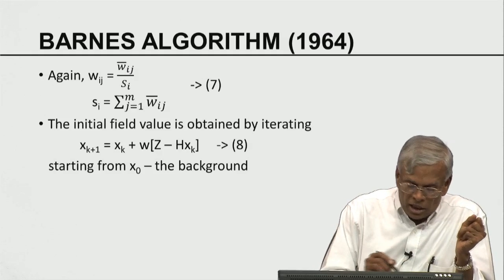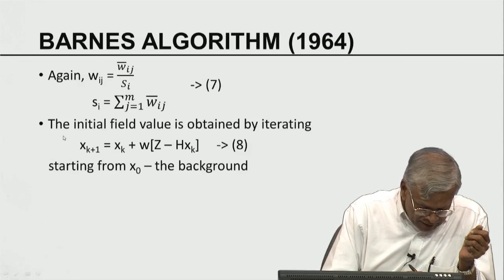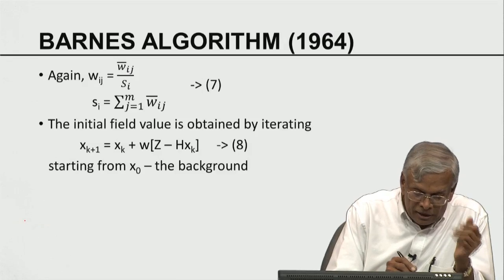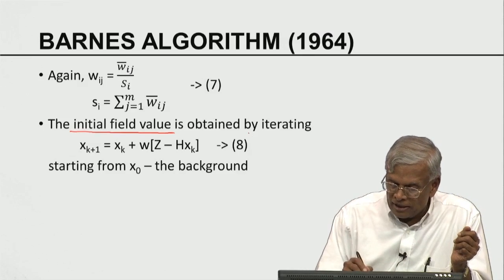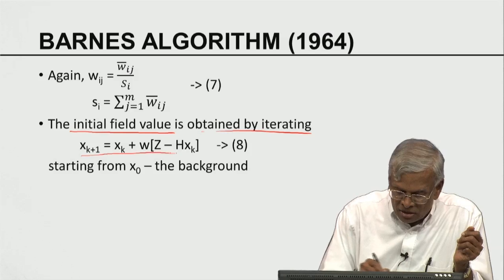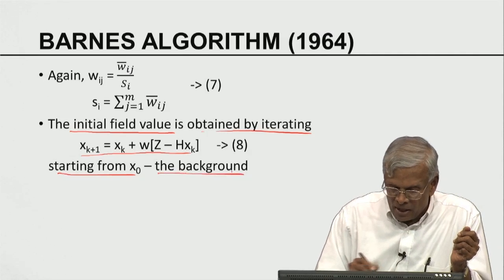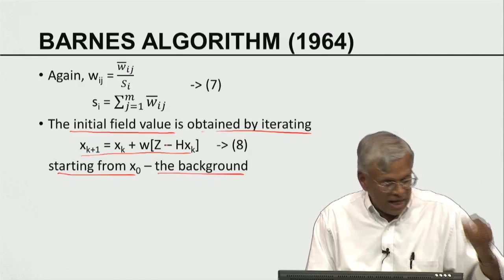So the initial field, please understand what is the idea here. I am interested in creating the initial field. The initial field is obtained by iterating this starting from x naught, the background, and the observation. So that is 8.